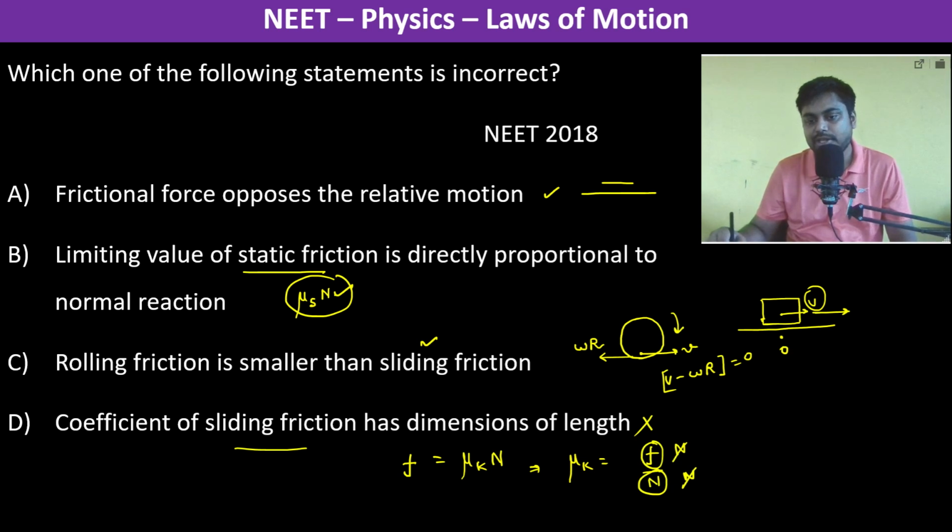So mu k is actually dimensionless. Okay, so therefore this option is the correct option.